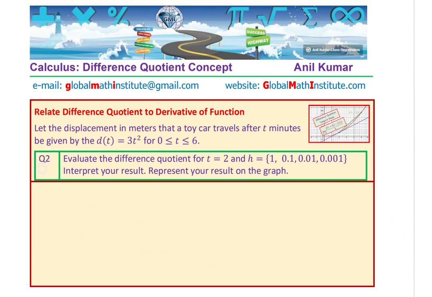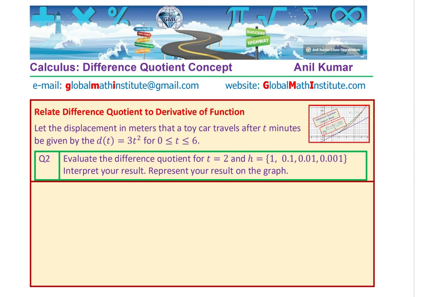The question here is, evaluate the difference quotient for t equals 2 and h equals 4 different values, starting with 1, then 0.1, 0.01, 0.001. Interpret your result, represent your result on the graph.